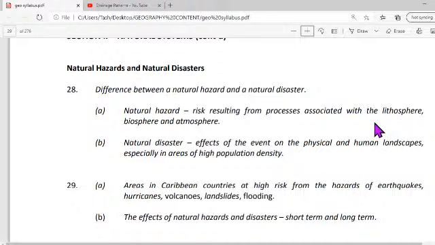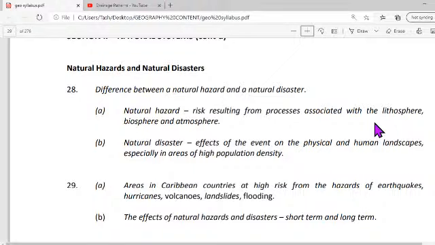If you understand that, just let me know so we can move on. But the main thing between the two is that hazard is just the potential for it to be problematic or disastrous, and then the natural disaster is the actual event that creates the actual problems. So that would have been your main difference between the two.